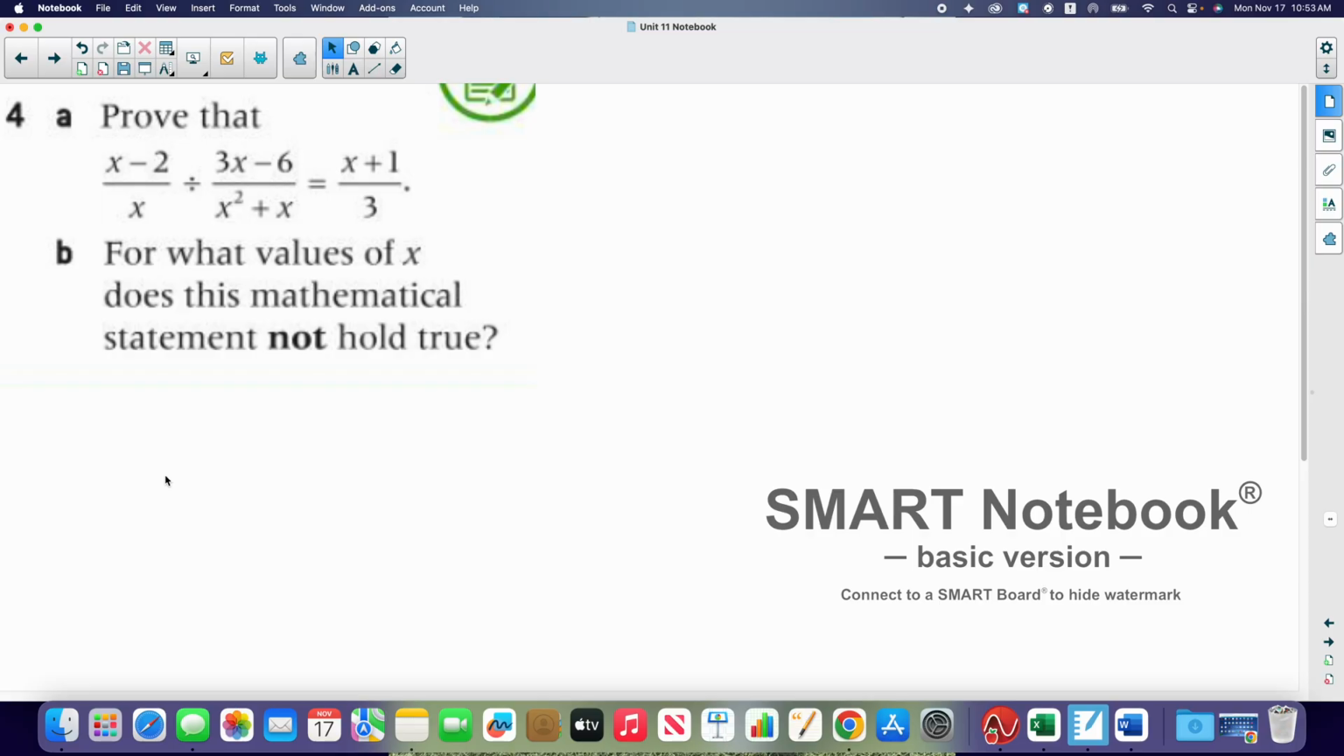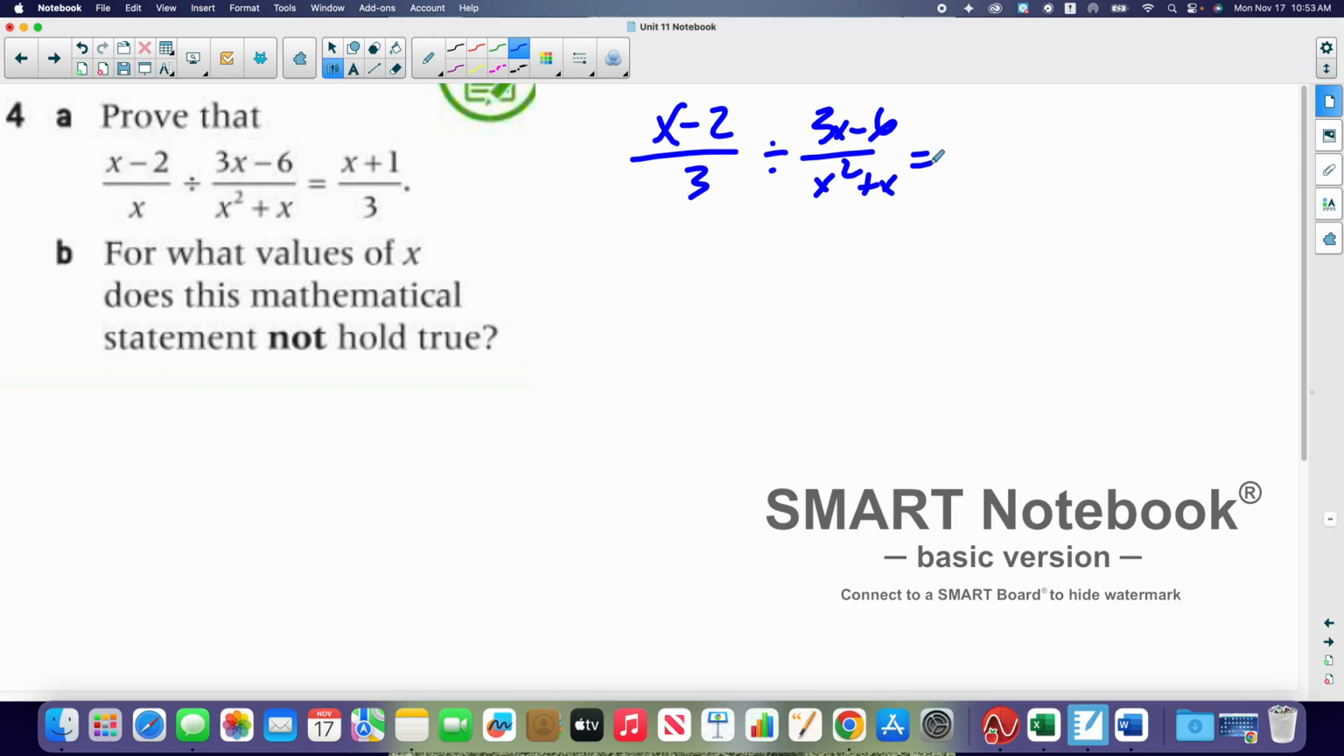Let's write this one down. So I have x minus 2 over x divided by 3x minus 6 over x squared plus x equals x plus 1 over 3. So x minus 2 over 3 divided by 3x minus 6 over x squared plus x equals x plus 1 over 3. Now, we have done this already.